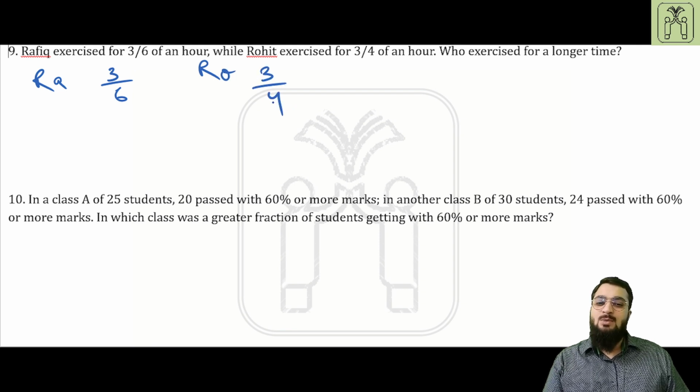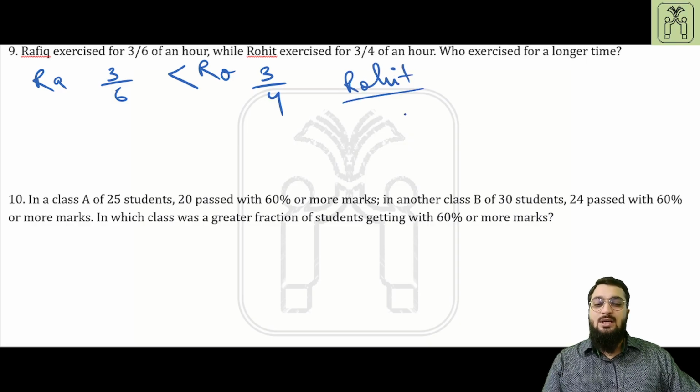So just by visualization, just by the second rule, you can know that the numerator is the same. Therefore, the smaller the denominator, the greater is the fraction. So who exercised for longer? The answer will be Rohit.